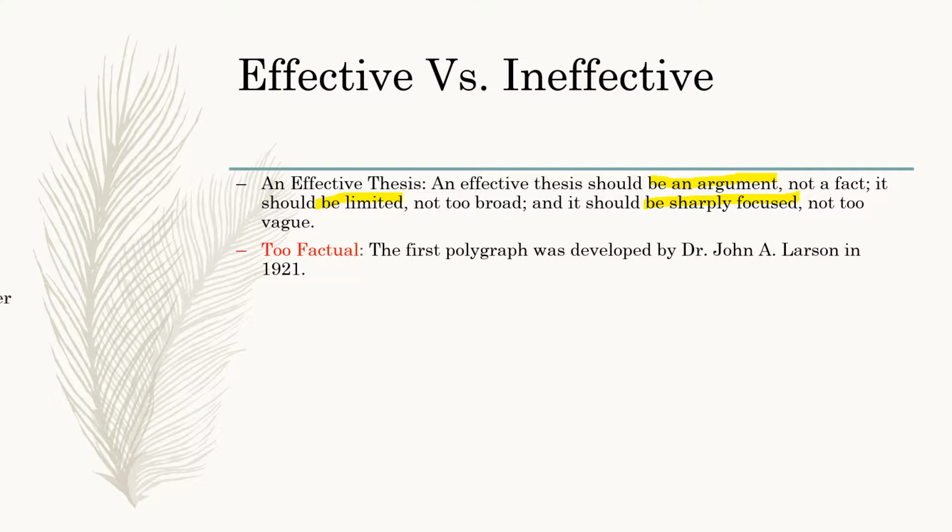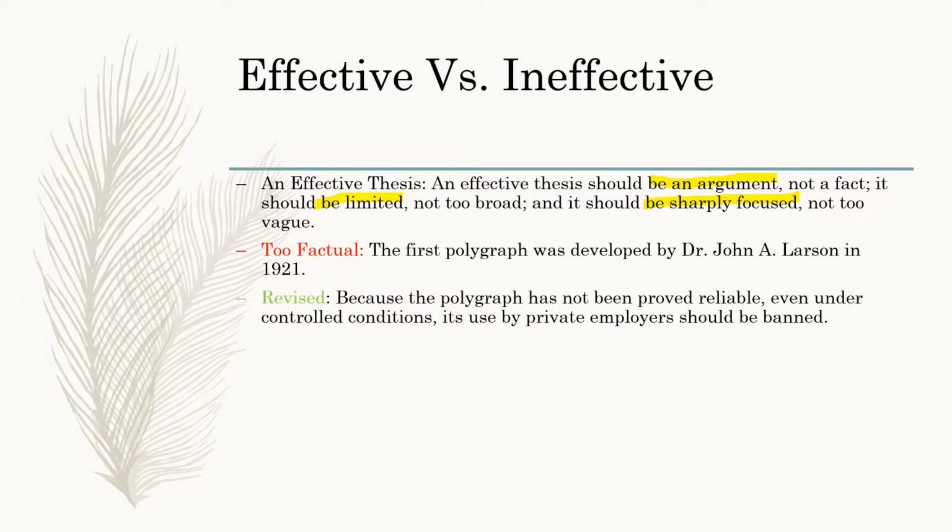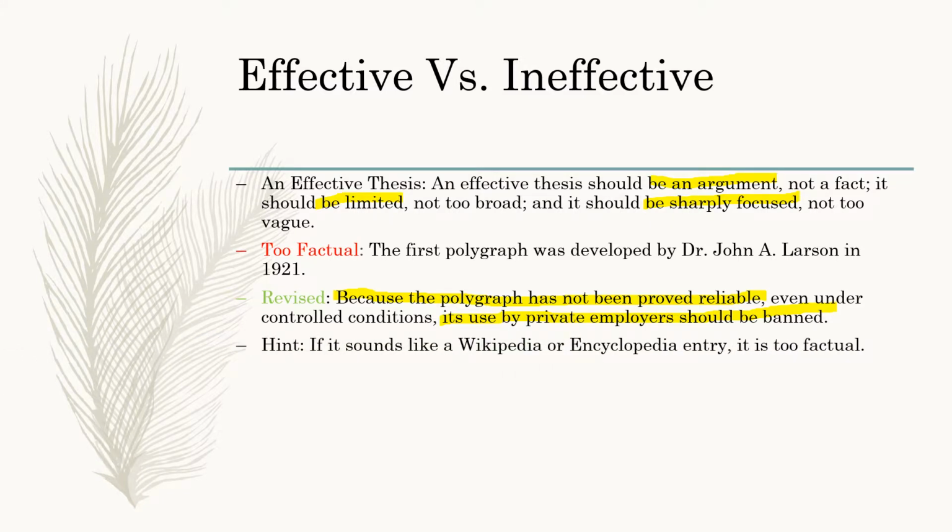Well, instead we should say, because the polygraph has not been proved reliable, even under controlled conditions, its use by private employers should be banned. Well, now we have an argument. Its use by private employers should be banned. And we have evidence to back it up, because the polygraph has not been proved reliable. A hint is that if it sounds like a Wikipedia or encyclopedia entry, it's probably too factual.